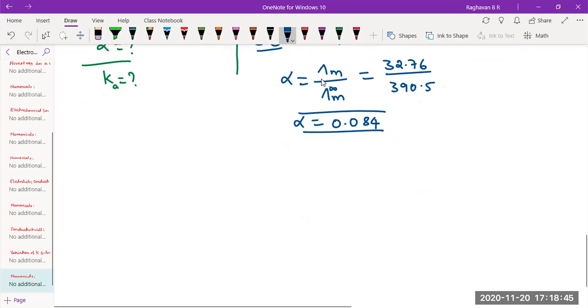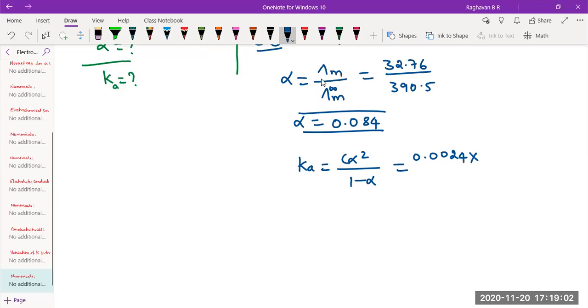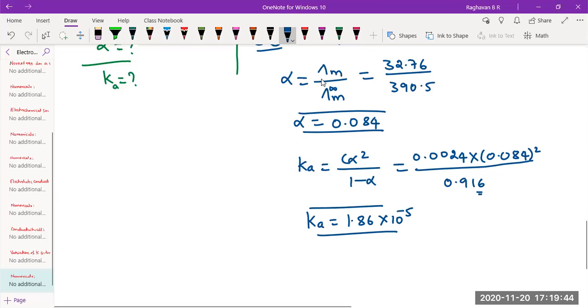Okay, then Ka. What is the expression for Ka? At a dilution, C alpha squared divided by 1 minus alpha. C is 0.0024, right, into alpha squared, divided by 1 minus 0.084, that is 0.916. The answer is 1.86 into 10 raised to minus 5. Right.